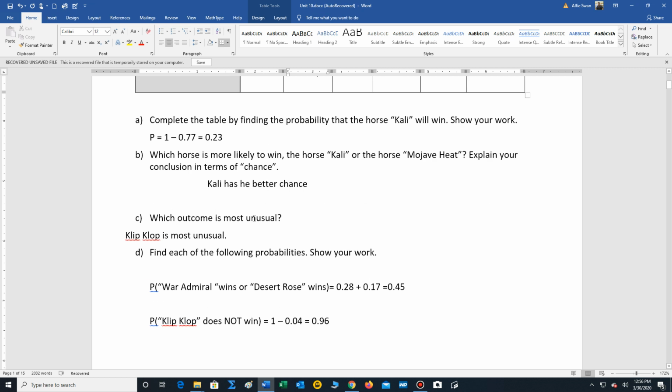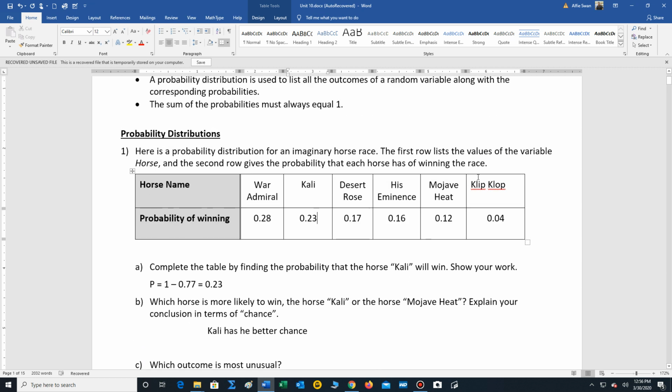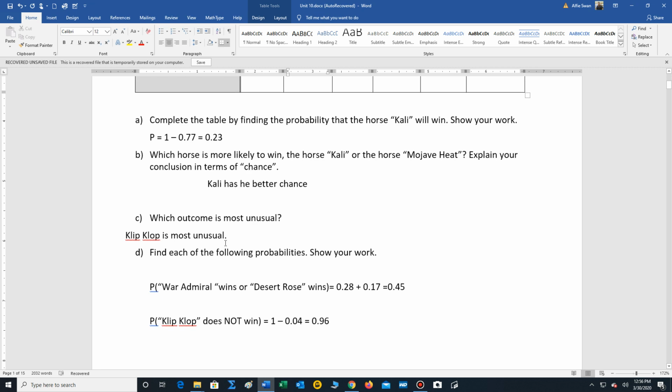And then it asks which is the most unusual. Well, the horse Clip Clop has an extremely low chance of winning. So that would be unusual for this type of race. However, if that horse does win, whoever bet on the horse will have a huge payoff. But we would say Clip Clop because its probability is extremely low.